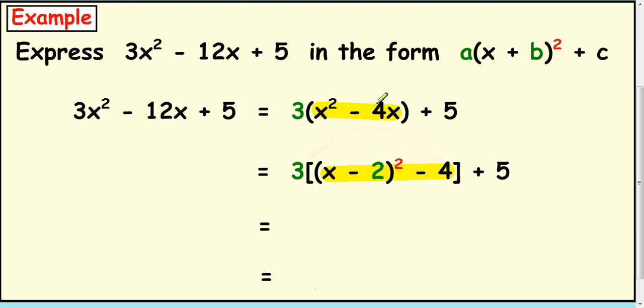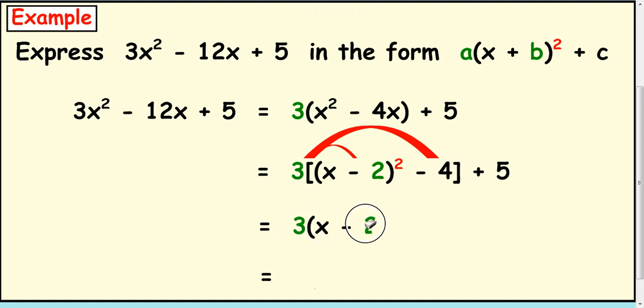So this bit here we've completed the square on to create that bit there, and we've put it in square brackets. It's still been multiplied by the 3, all of this. Same idea up here, that's all multiplied by the 3. The plus 5 is not. Okay, multiply everything by 3 here, apart from the plus 5. So 3 times x minus 2 squared, take away 12, add 5, simplify it.